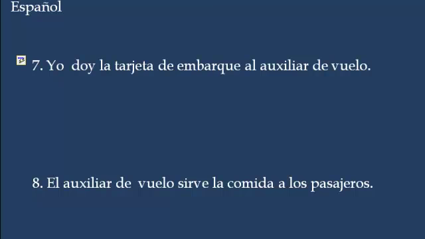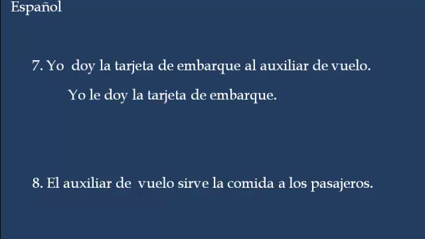Now you want to start thinking. Find your direct object. What is it that I'm giving? I'm giving the boarding pass. To whom am I giving it? Al auxiliar de vuelo. So that is my indirect object. That's what I'm going to be replacing. Yo le doy la tarjeta de embarque.